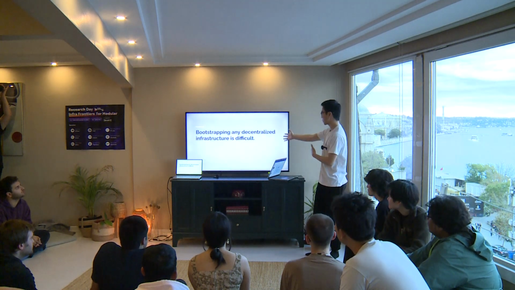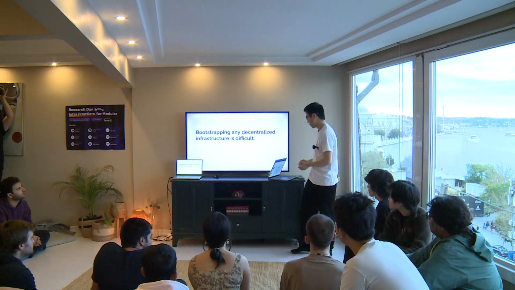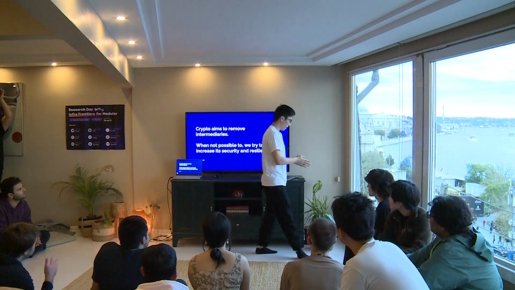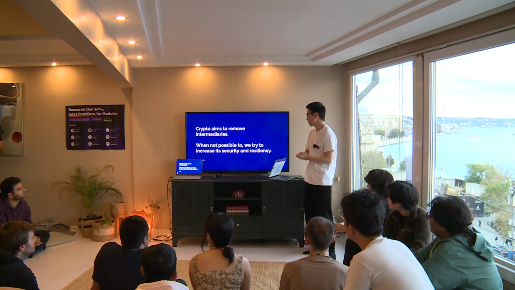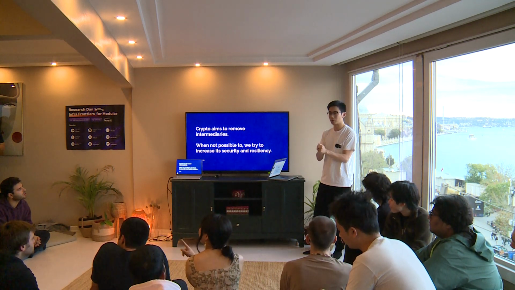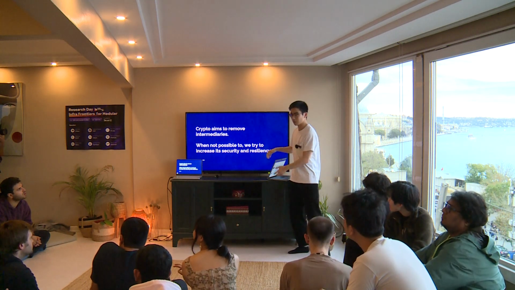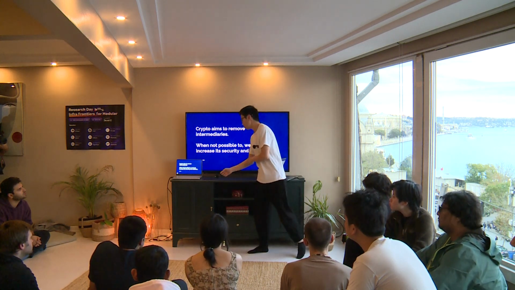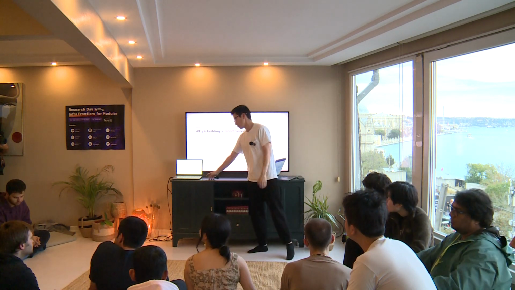The problem statement can be summarized like this: bootstrapping any decentralized infrastructure is difficult. Why is it difficult? Because crypto aims to remove intermediaries, and when that's not possible, we have to decentralize in a way that increases security and resilience. Sometimes decentralization may not be the only way. Using a trusted execution environment and other techniques are also viable. So why is building a decentralized service hard?